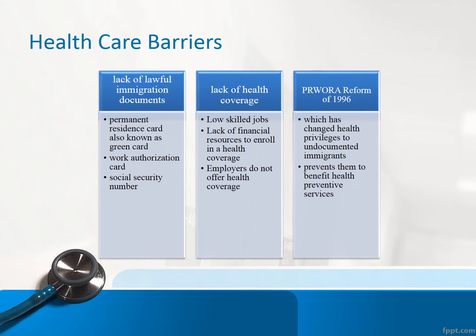The third cause that prevents access is health policy reform. Reform of PRWORA of 1996 has changed health privileges for undocumented immigrants. It prevents them from benefiting from preventive health services such as wellness care and screening tests. The ACA of 2010 should allow undocumented immigrants to receive federal and state health services nationwide.